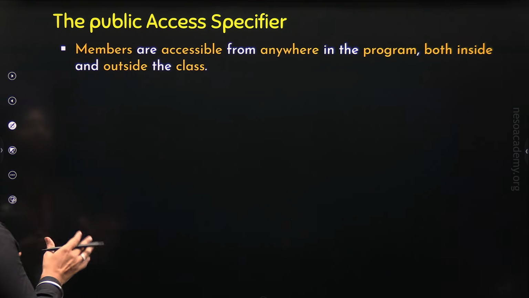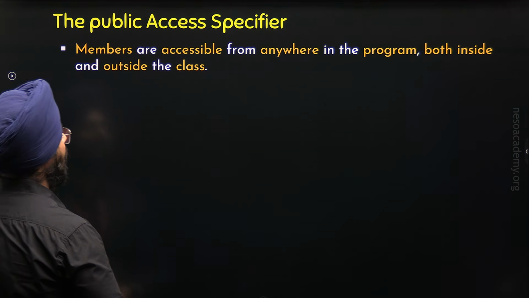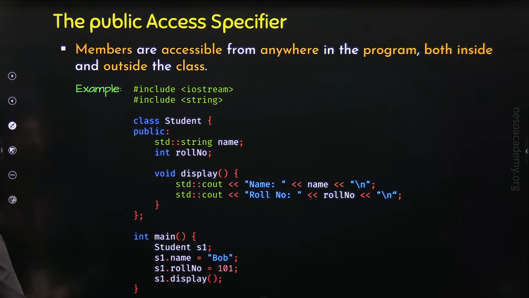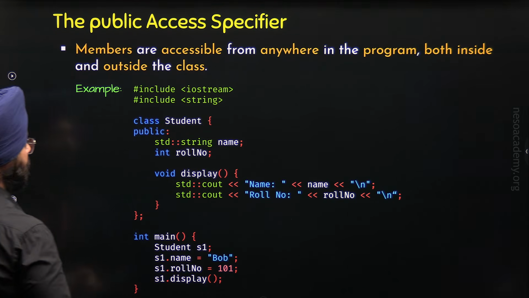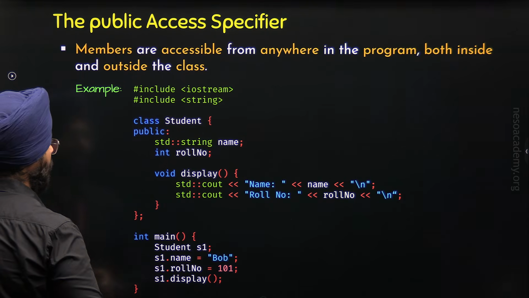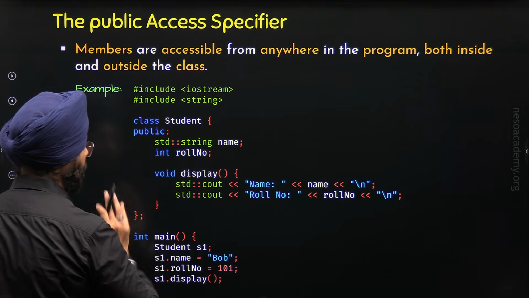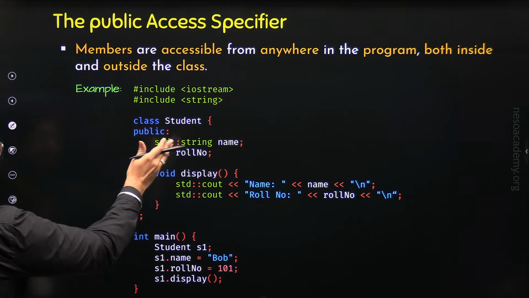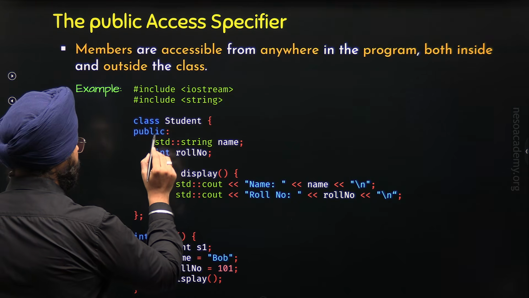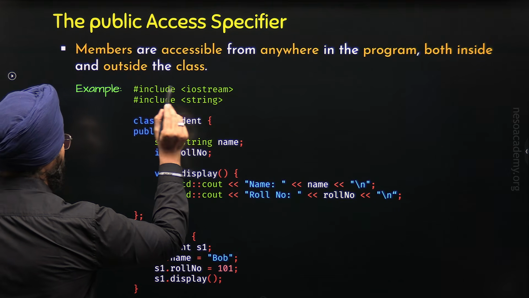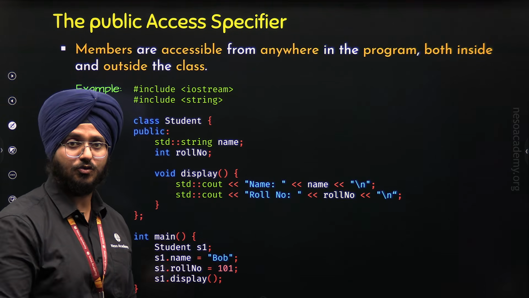Now to understand the significance of the public access specifier and how to use it in programs, let's take one C++ program. Here is the example C++ program. I have included the iostream and string header files. You will get to know why I have included the string header file. This is the class Student, and here I have defined these public members. Here you can observe that name and roll number are defined. These are data members. Name has the type std::string. To use std::string, we need to include the string header file. That's why I have included this header file. I hope this is clear to you.